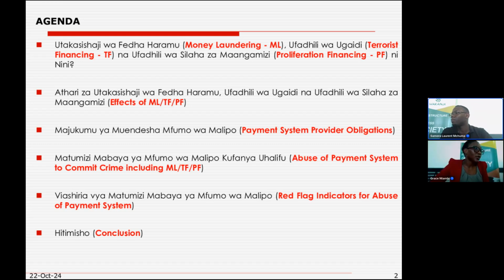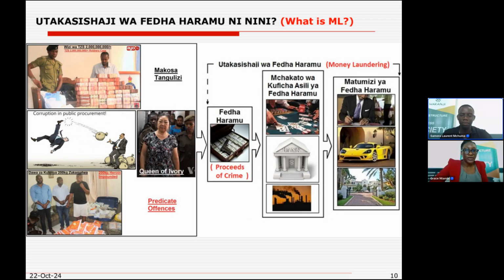Initially, I just want to give an overview of what the law says about money laundering. So we have money laundering, we have proliferation financing, and we have terrorist financing. We'll be looking at those three and their effects, which is ML, TF, and PF, and what our obligations are as payment system providers or financial institutions, what the abuse of our powers is, what causes a crime, and what the red flags and indicators are. I'll go very fast because we don't have much time, just to make sure we get the intricate picture of what money laundering really is.